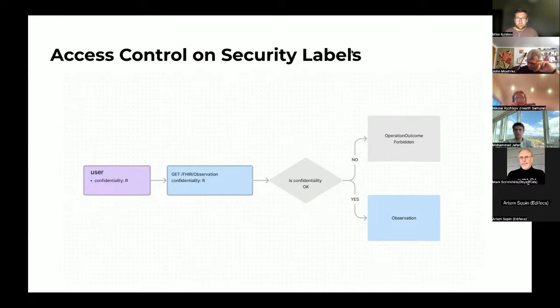So if a user has enough access and he or she is calling for a specific resource that has a specific classification, and the confidentiality or sensitivity level is okay, then we are providing the user access to the resource. But if not, for example, if the user doesn't have enough access rights, we are just saying, no, it's not possible for you.